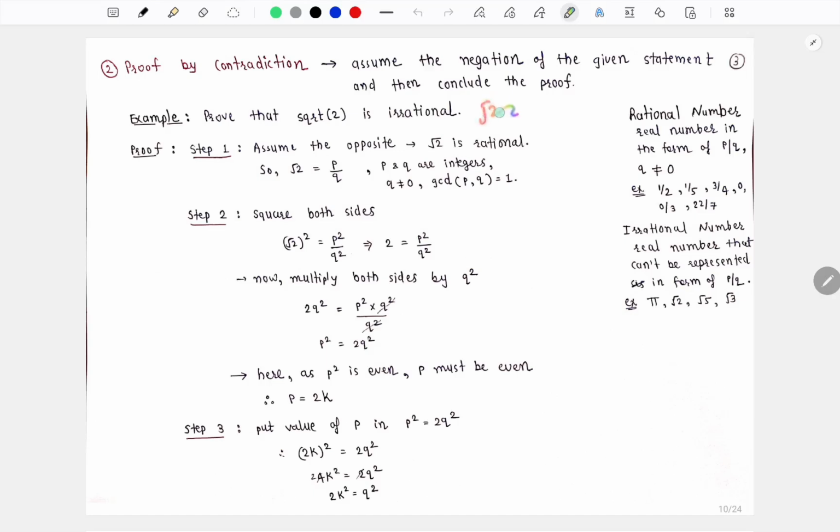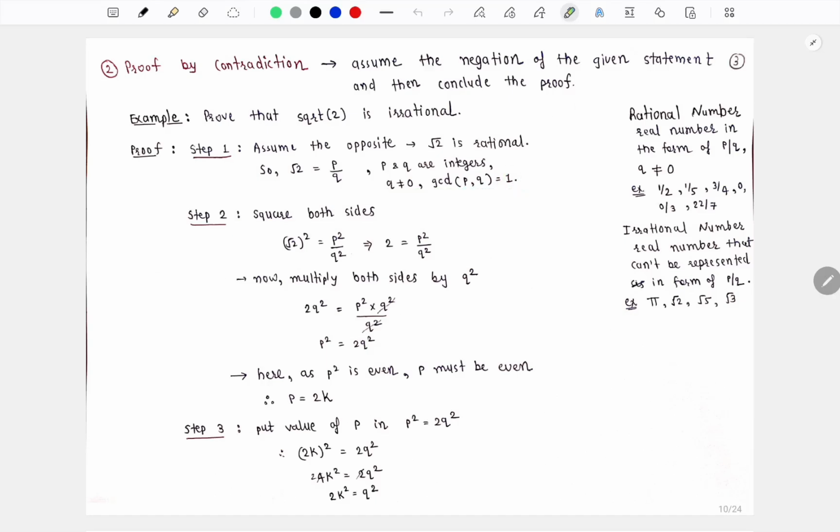Now let's prove root 2 is irrational. First, as per the concept of contradiction, we have to assume that root 2 is rational. It is the opposite of the given statement. In the given statement, it is said that square root 2 is irrational. So in the first step, we assume the opposite: root 2 is rational. If root 2 is rational, we can write that root 2 is equal to p by q, where q is not equal to 0 and the greatest common divisor of p and q is 1.